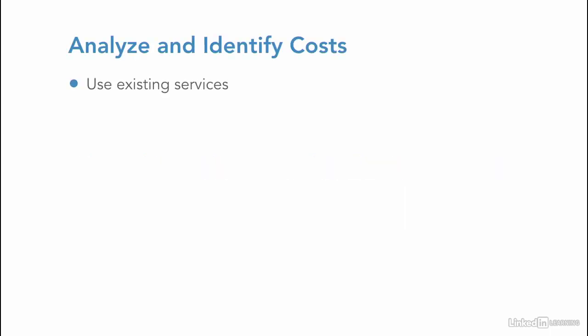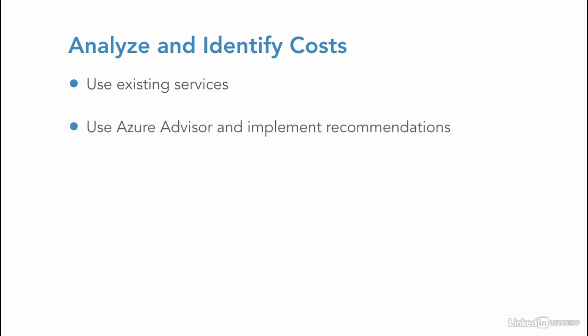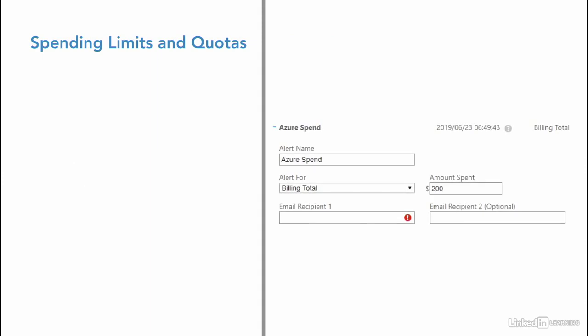Microsoft does have some best practices for reducing costs. You can use the existing services, and we've talked about these already. You can use the Azure Pricing Calculator, the TCO calculator, and cost analysis. You can also use the Azure Advisor and implement recommendations, as we just saw. Another way you can analyze and identify costs is by tagging your resources, and you can do this to identify an owner or department. You can also set spending limits and quotas on certain Azure subscriptions.